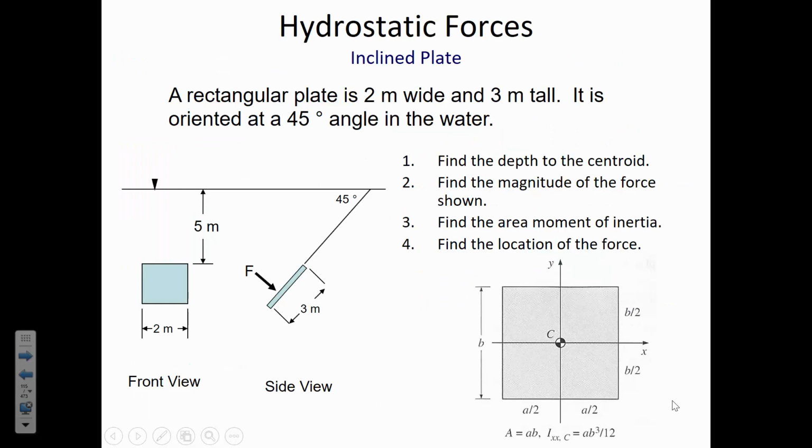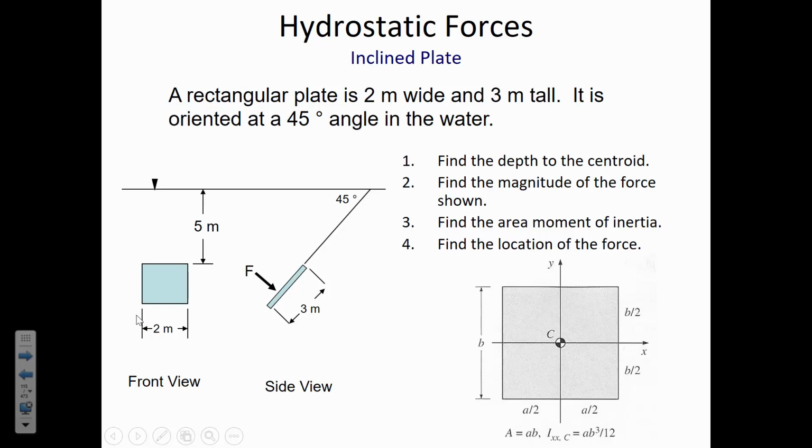Okay, so let's complicate things a little bit by inclining the plate. The reason this complicates things is that now delta H is the vertical distance from the centroid to the water surface. Y bar is the inclined distance from the centroid to the water surface. And then YCP is the distance from where the force is located up to the surface. So those 3 parameters are all going to be different in this example.